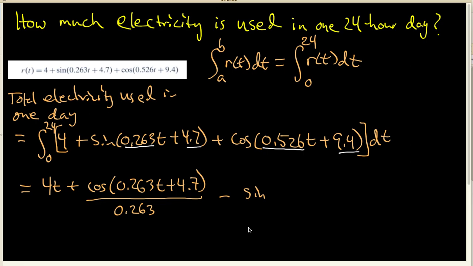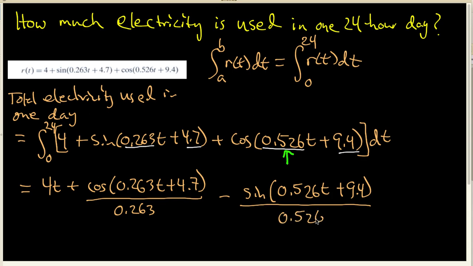But we're not looking at the cosine of t, we are looking at the cosine of a linear function of t. So undoing the baby chain rule says that we are going to have minus the sine of the same linear function divided by the slope of that linear function, and the slope of that linear function is that number. And we need to evaluate this mess between t is equal to 0 and t is equal to 24.